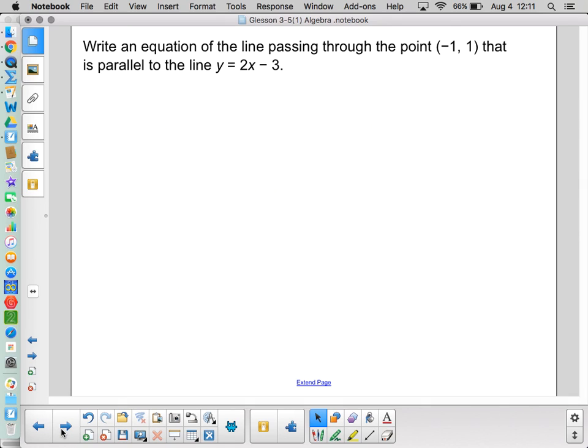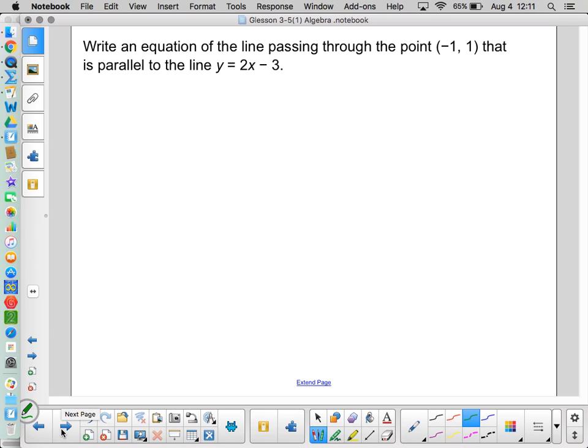I lied. I apologize. Write the equation of a line passing through the point -1, 1 that is parallel to the line y equals 2 minus 3x. We're going to spend a lot more time on this sort of thing tomorrow, but it's a good start to kind of get going here. Because remember, when we write the equation of a line, we have a couple different ways of doing this.